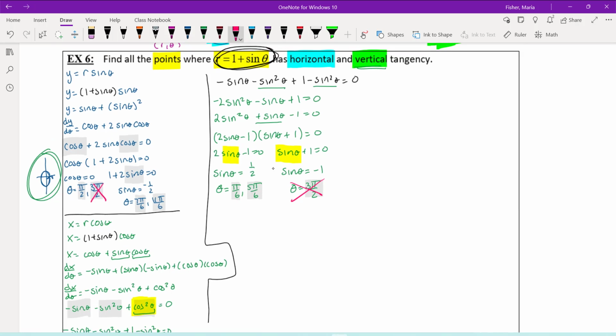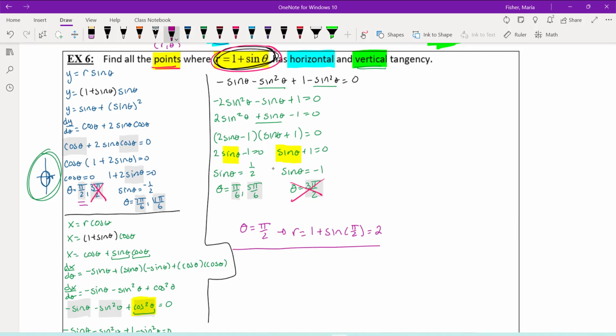Remember, it's wanting points, which means I need r and theta. I have all my thetas, I don't have my r. How do I find r? You plug it back into the original function. So let's find out what r is for all of these. So when theta is equal to pi over 2, I know that r would equal 1 plus the sine of pi over 2, and that's just going to be 2.